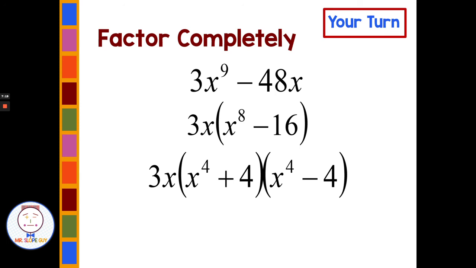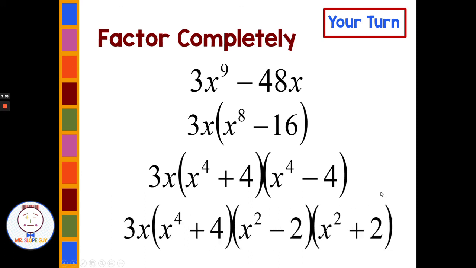Well, one of these factors will factor again. Perfect square, in addition, the sum of squares is prime. The sum of squares will not factor. But perfect square, and subtraction, this is difference of squares, so this term will factor again as x squared minus 2 times x squared plus 2. This one will not factor again.